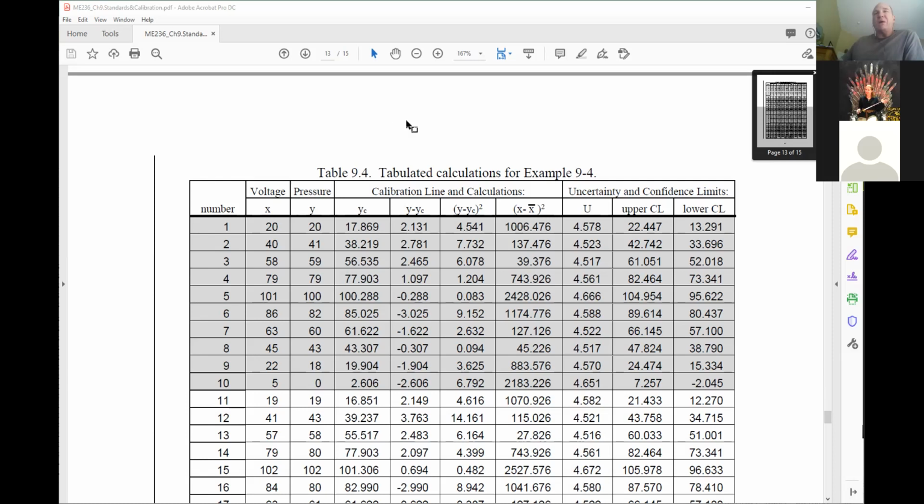So you have, say, Y equals 6.5 plus 4, and then you go back and you plug in the X value into that equation for each point, and that'll give you your YC.